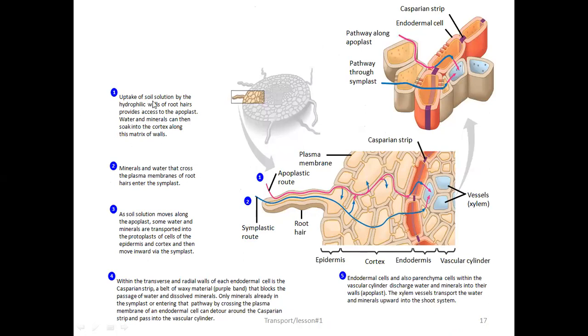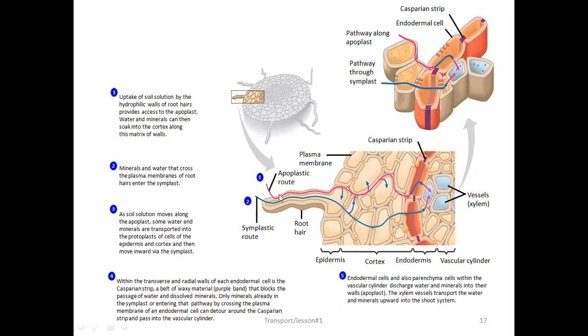ये अपटेक ऑफ सॉइल वाटर बाय द हाइड्रोफिलिक वॉल्स ऑफ द रूट हेयर्स. हाइड्रोफिलिक वॉल्स का मतलब वाटर लविंग, provides access to the apoplast. Water and minerals can soak into the cortex through this matrix of walls. मतलब वाटर अंदर सॉल में भी आ सकता है, साइटोप्लाज्म में भी आ सकता है और सेल वॉल के जरिए भी पास ऑन हो सकता है. देन नंबर 2, ये ब्लू लाइन को देखें, ये नंबर 2 है. ठीक है, minerals and water that cross the plasma membranes of the root hair enter the symplast pathway.